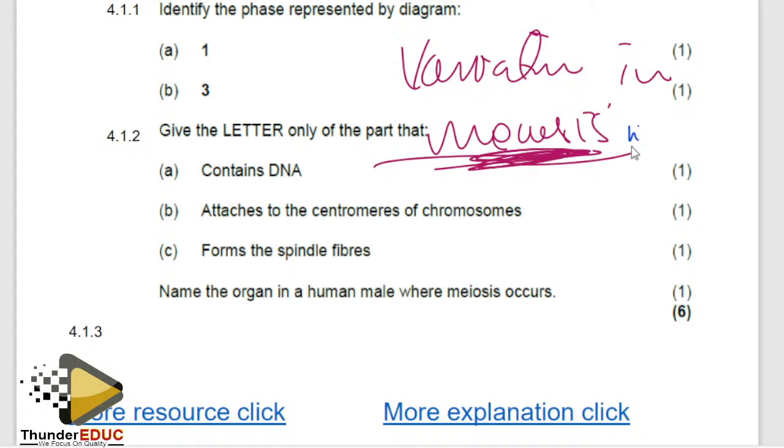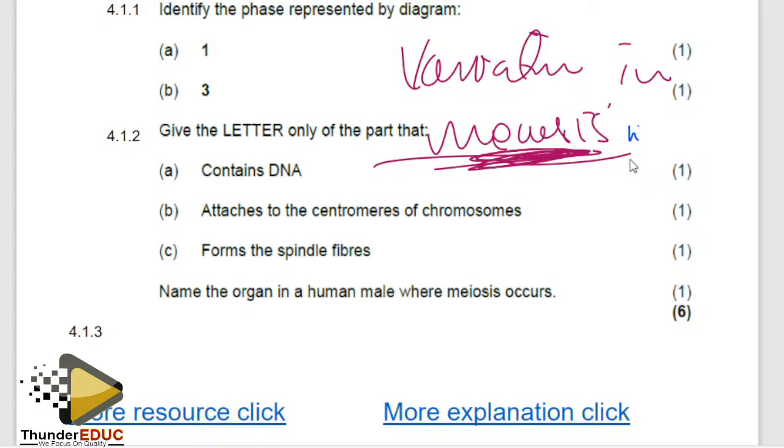So what are you supposed to talk about here? You talk about the random arrangement of chromosomes during metaphase, and also crossing over during prophase 1. Remember, when you talk about crossing over, you are specific to prophase 1. Not anything else, it is prophase 1. You don't talk about something else. That is crossing over during prophase 1, which leads to exchange of the genetic material.